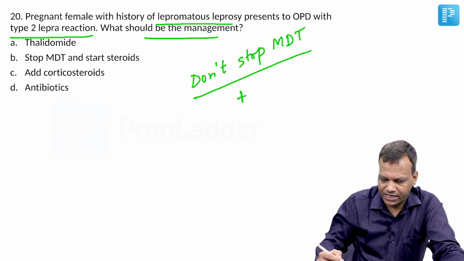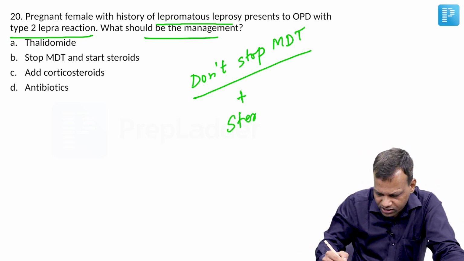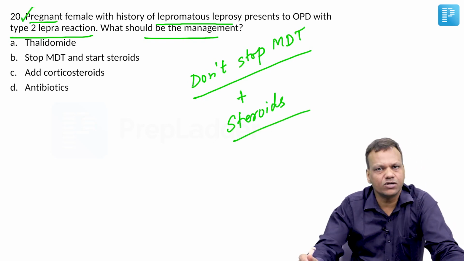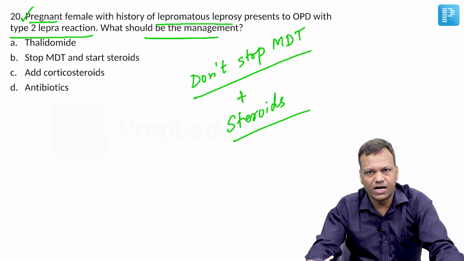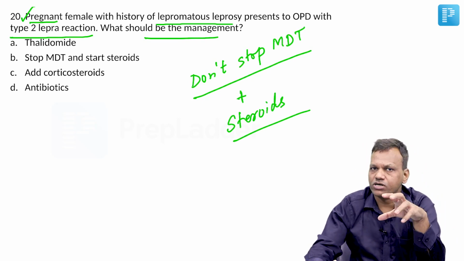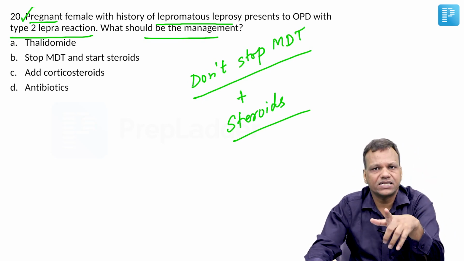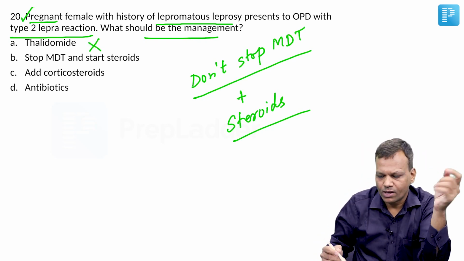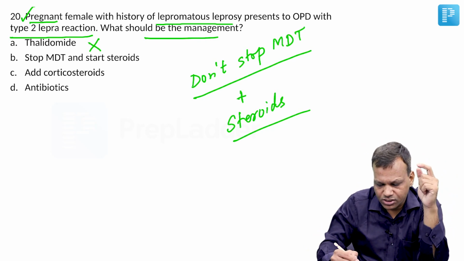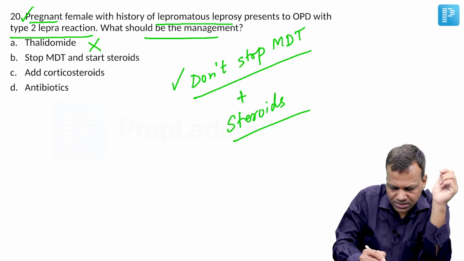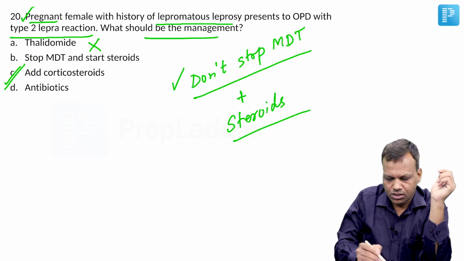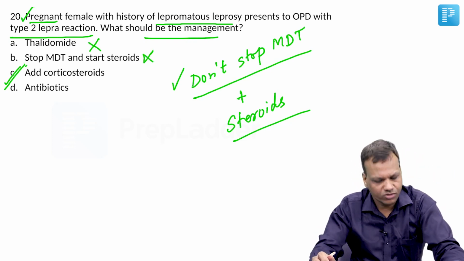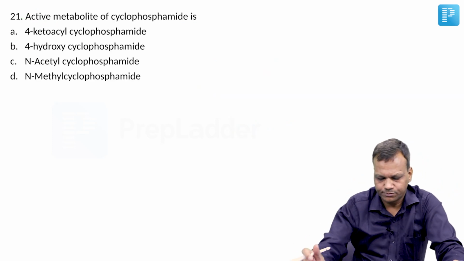Particularly in type 2 lepra reaction, we will give steroids. Steroids are the drug of choice, and do not get confused, they are safe in pregnancy also. So steroids will be the treatment. Thalidomide is used if steroids are not effective, but in pregnancy we will never use thalidomide. So thalidomide cannot be the answer, it is pregnancy. Steroids are given, but important thing is continue MDT also. So the answer will be add corticosteroids. Stop MDT is wrong. Continue MDT and give steroids. Okay, so that is the answer to this question.